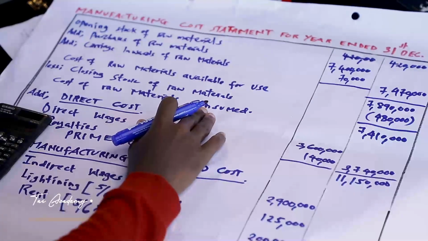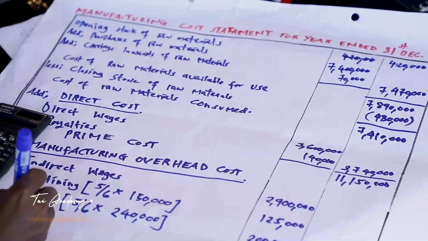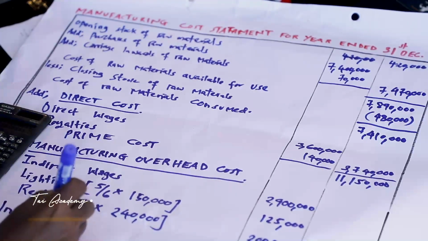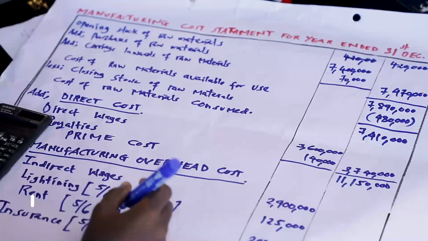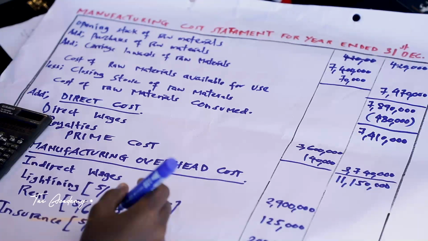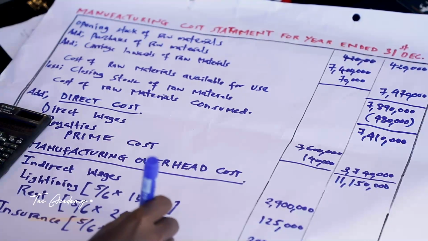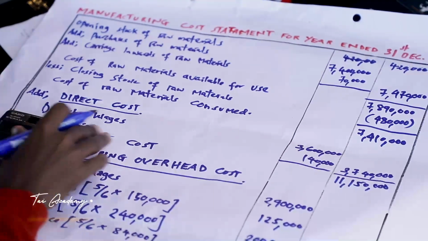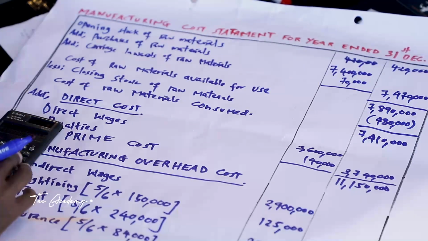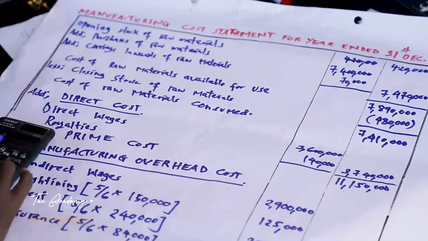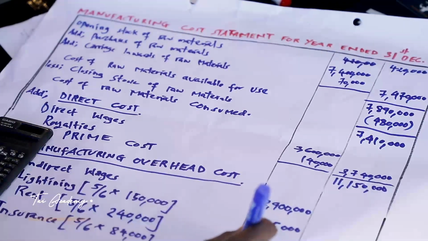The other apportionment was the apportionment for insurance. So you also have 5/6 times the insurance amount from the trial balance, which was 84,000. This working sometimes you can show on the side in your workings, but I have decided to show it here. 5/6 times 84, so you'll have 70,000.